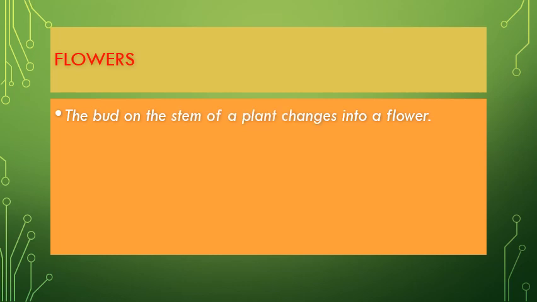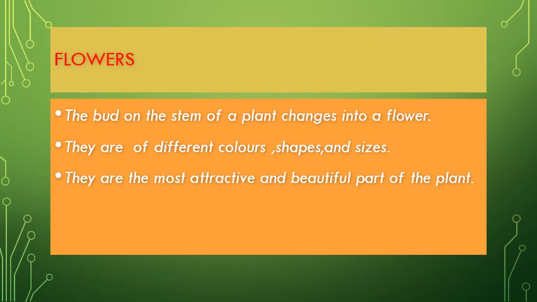The bud on the stem of a plant changes into a flower. They are of different colors, shapes, and sizes. They are the most attractive and beautiful part of the plant.